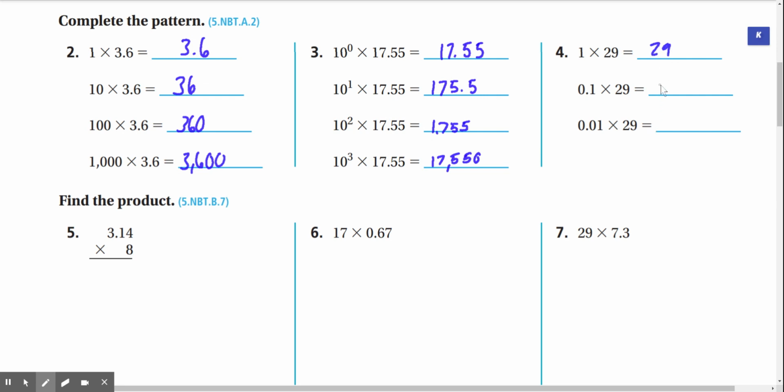Number 4, 1 times 29 is going to be 29. 29 times 0.1 is going to be 2.9. And 0.01 times 29 is going to be 0.29.